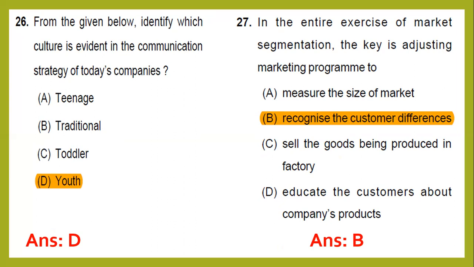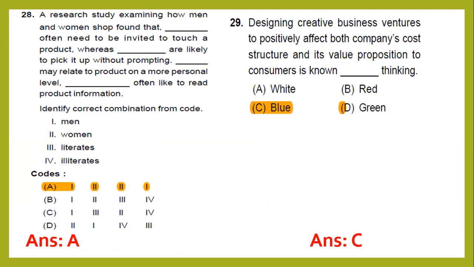27th question. In the entire exercise of market segmentation, the key is adjusting marketing program to recognize the customer differences. So therefore, the correct option is B, recognize the customer differences, for 27th question. So next we go for 28th question.